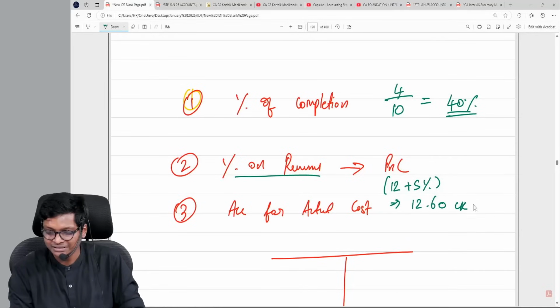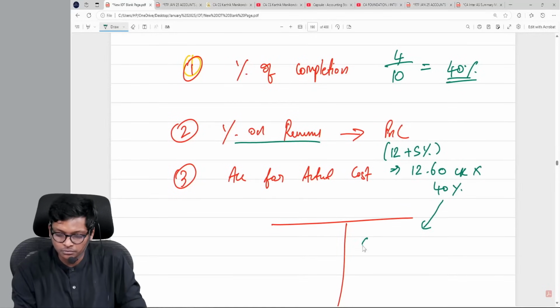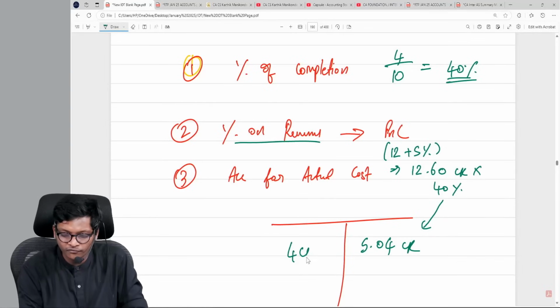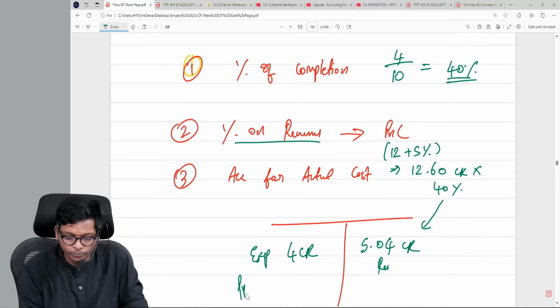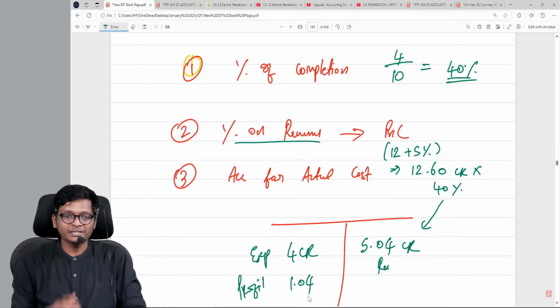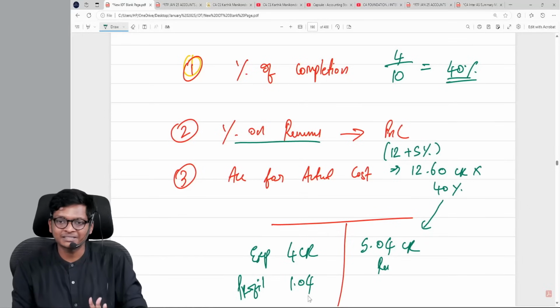12.60 crores. This into 40% is going to be my revenue. How much is that? 5.04 crores will be my revenue. 4 crores will be my expense. This is my revenue, so profit in this contract is going to be 1.04 crores. That's it. The sum is over.